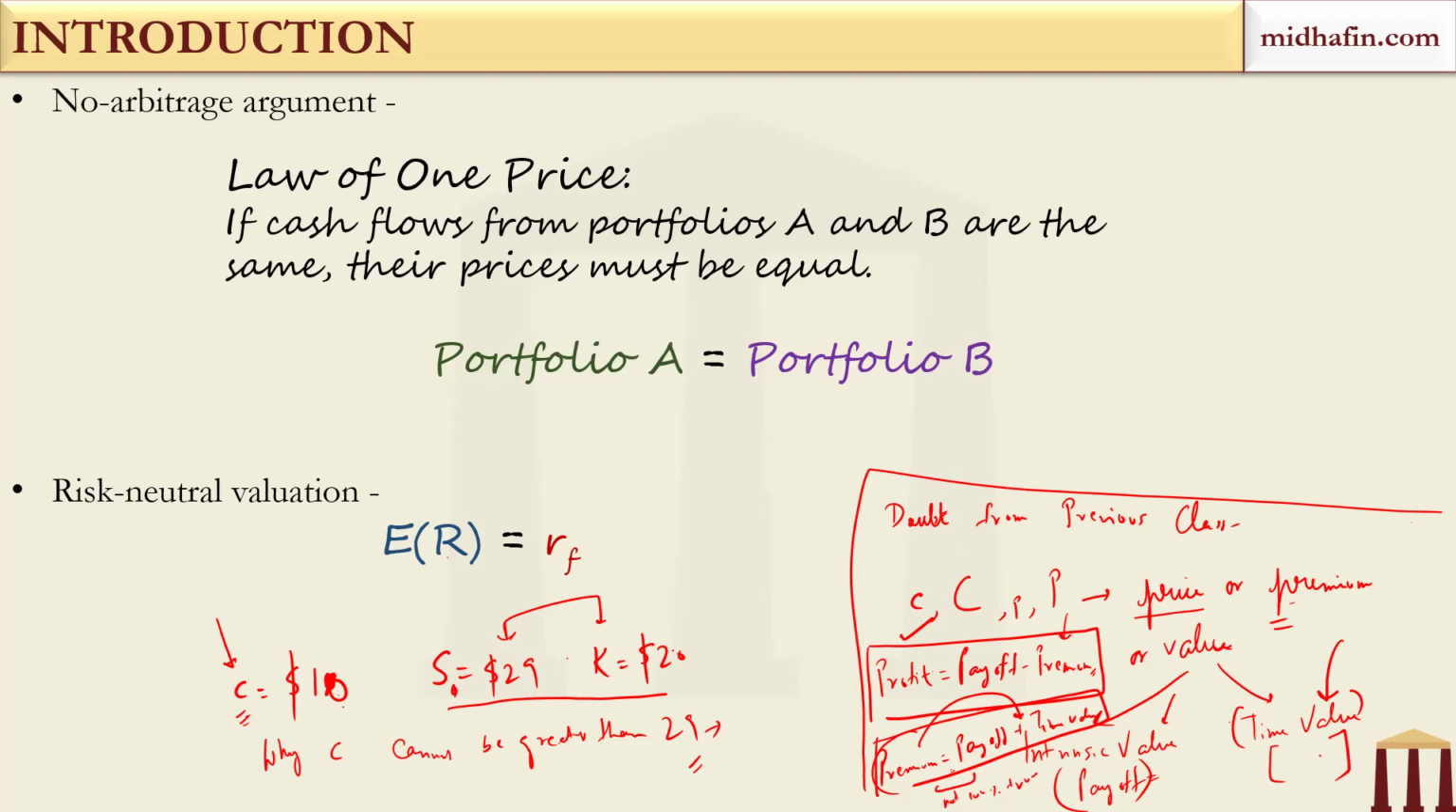Let's take an example. Let's say C is equal to 32. Now, as a trader, what you can do is sell this call option. What premium will you receive? 32. And what is the obligation that you have?